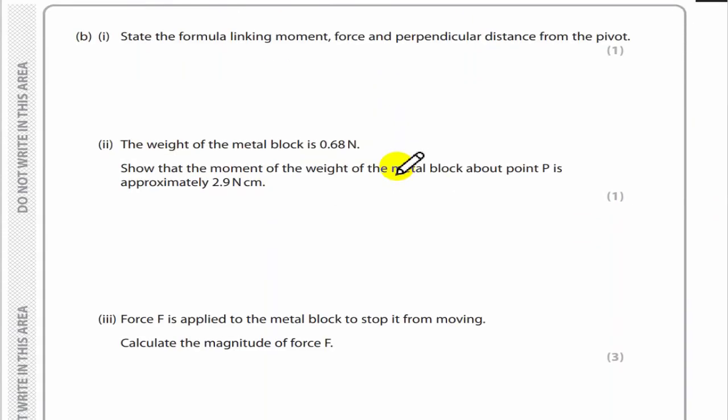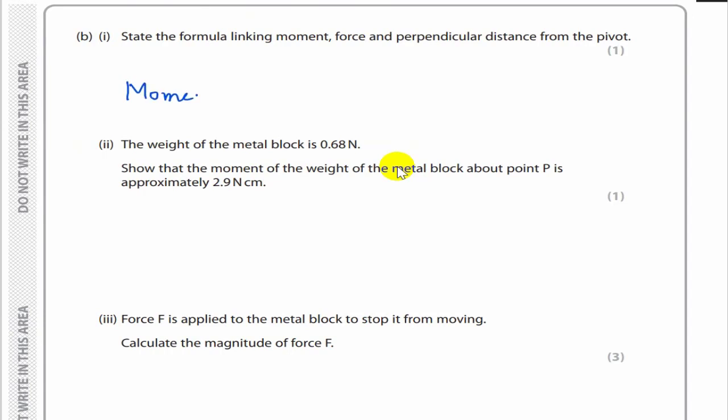State the formula linking moment, force, and perpendicular distance from the pivot. We know moment equals force times perpendicular distance from the pivot.